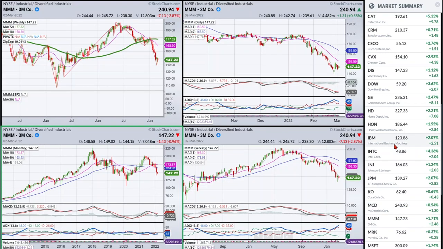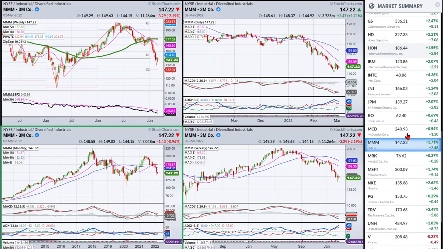A lot of damage done to the 3M, okay? I mean, this is a broken pattern. While we're coming into support, it's not a stock, unless I'm just going to trade it for a short-term bounce, it's not something I'd be all that interested in.